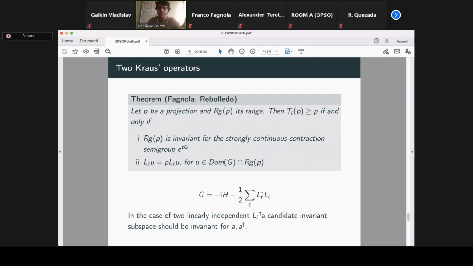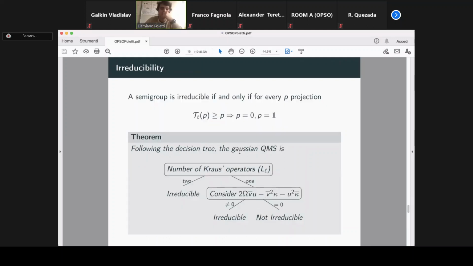So with this simple consideration, which I have just explained, the first question one asks is: if you have two Krauss operators, then the semigroup is irreducible, because you cannot be invariant for both A and A dagger. But if you have just one, then we need to consider another quantity. Where does this quantity come from?